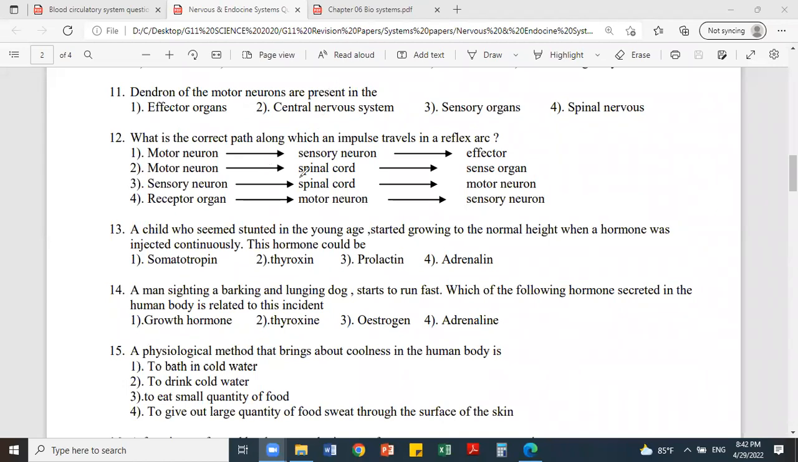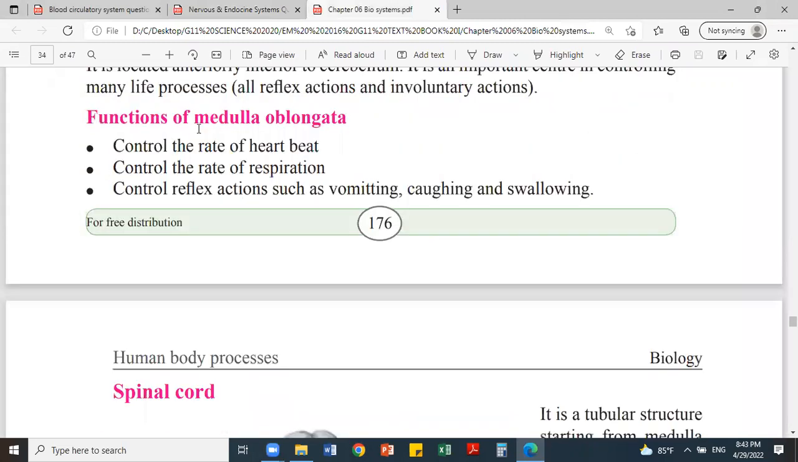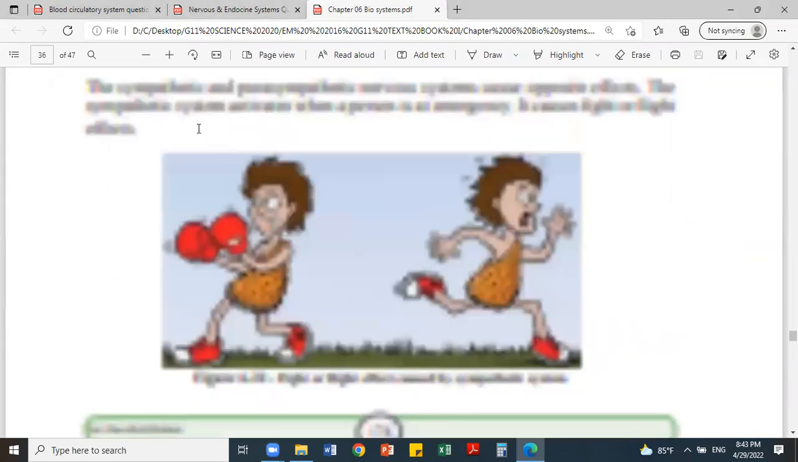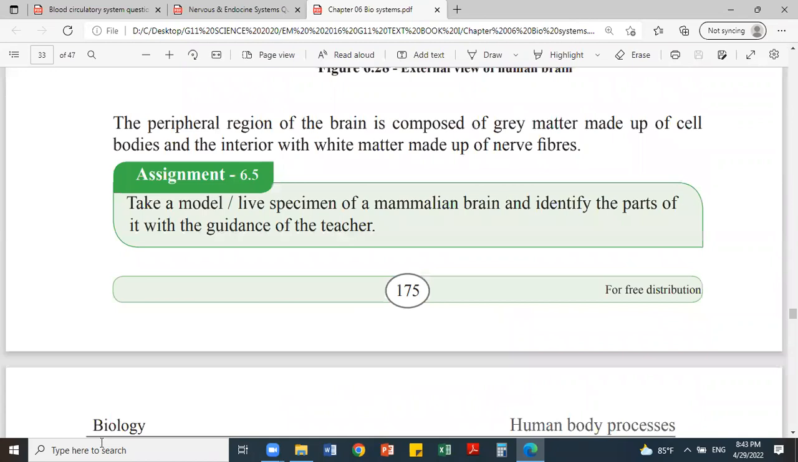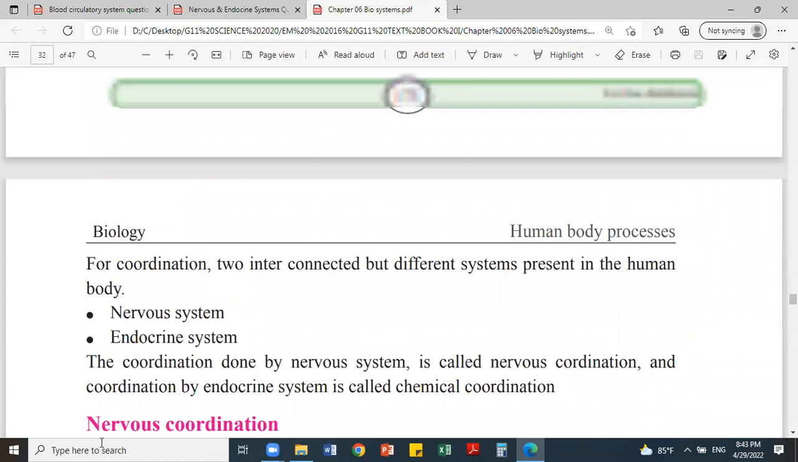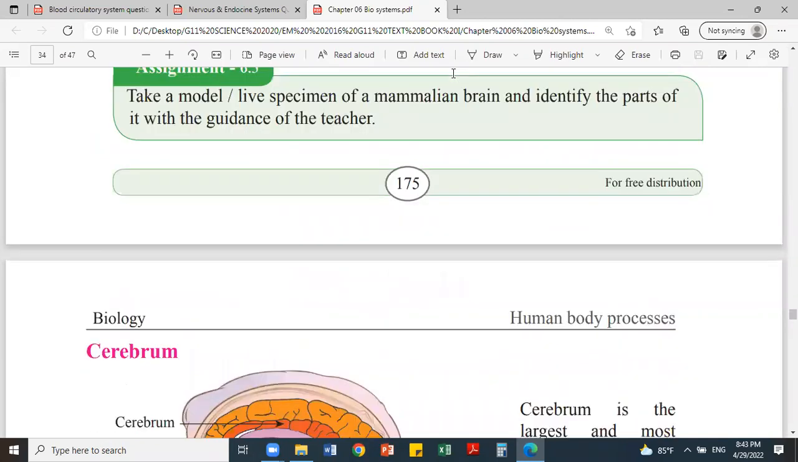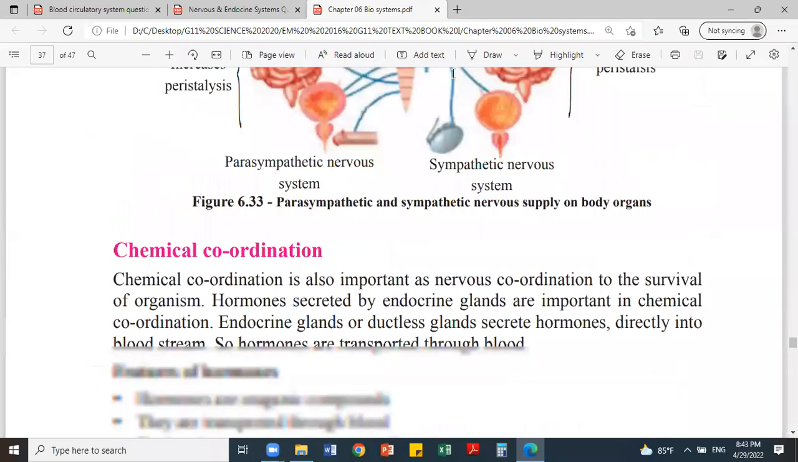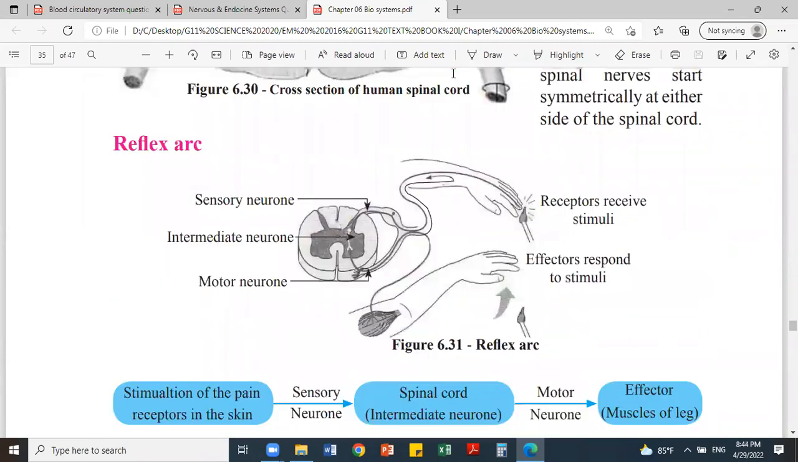Actually, I'll show the diagram here of the neuron. Wait, I have the textbook. Look at this. If you take sensory, the three neurons here: sensory, motor, and interneuron. Three neurons. Here you can see this is the motor neuron.